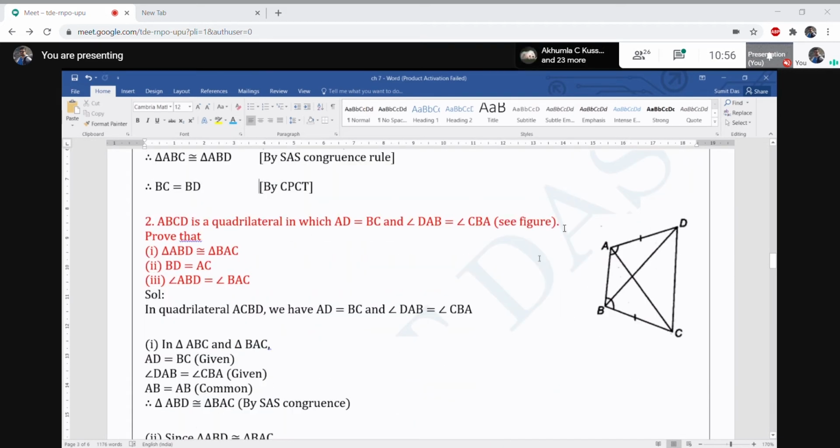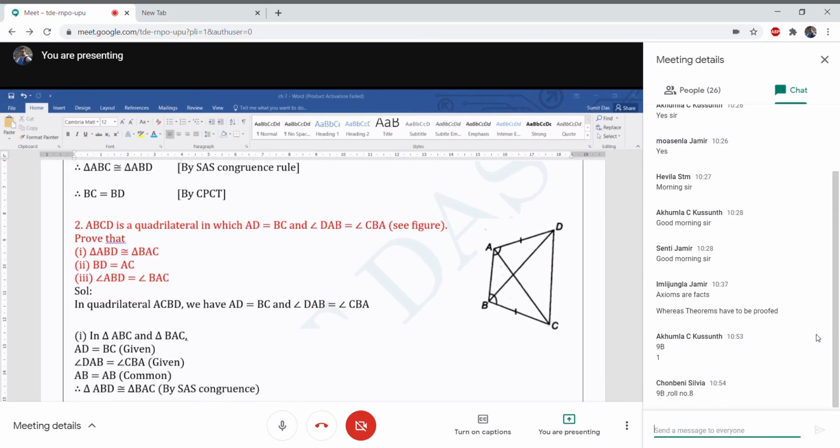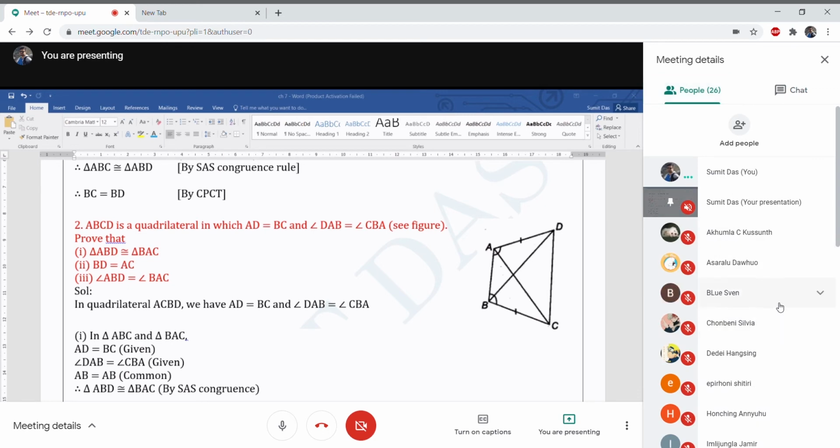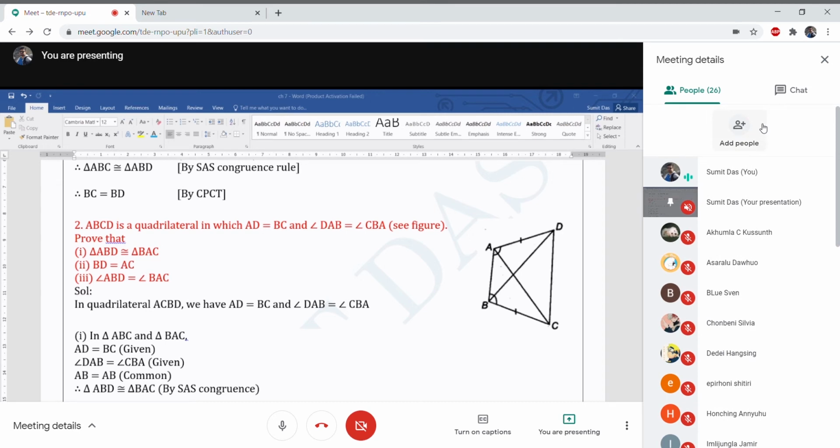Question number 2 is saying in ABCD quadrilateral. I don't know if these girls are taking class or not. Are you sleeping? Chonbeni, Sylvia, this one. Did I ask the roll numbers?